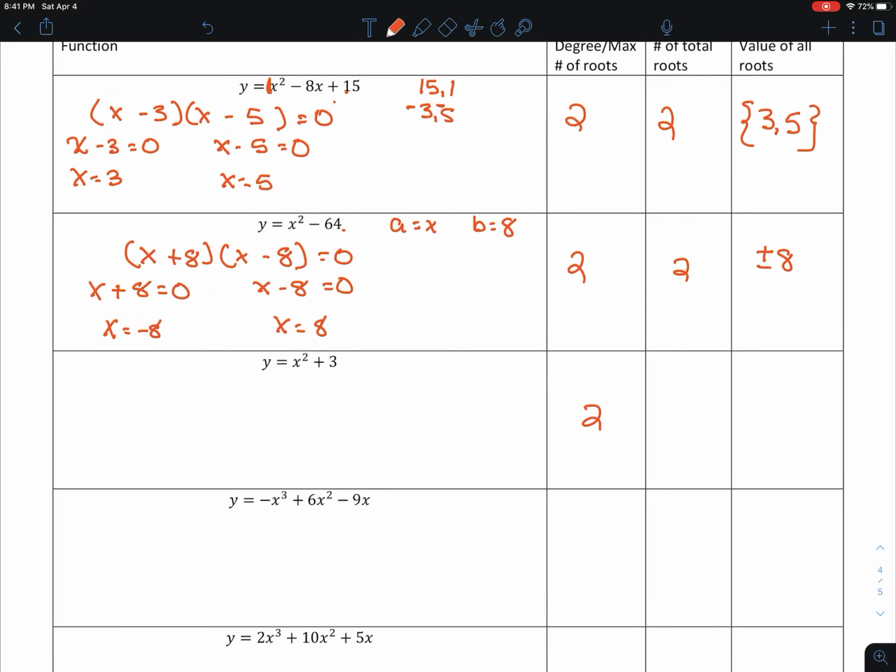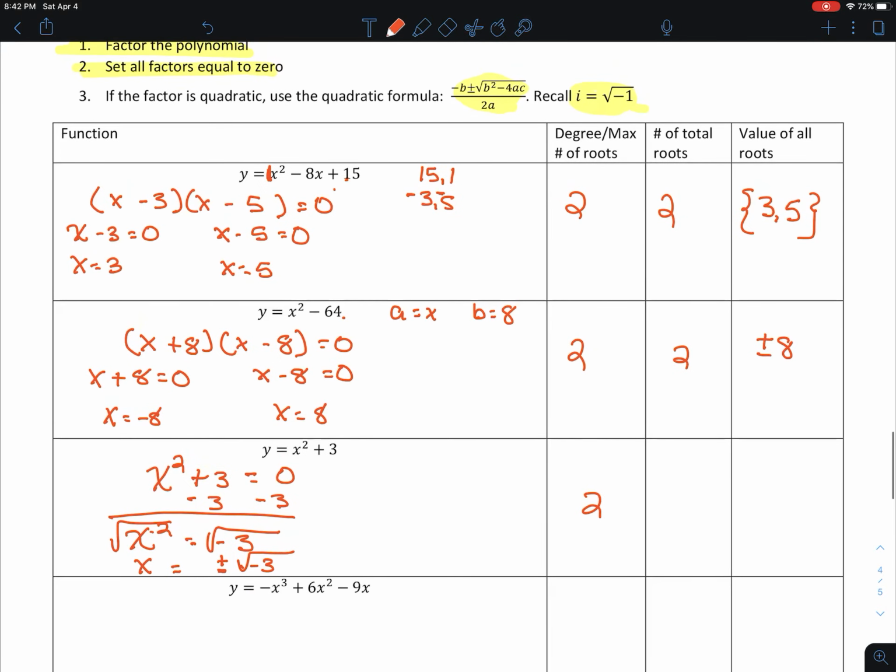Okay, in this third one, once again, the degree is 2, and we're going to factor that. But we can't factor it because this is the sum of two perfect squares. So how do we solve this? Well, we subtract 3 from both sides, and we get x squared is equal to -3. To solve for x, we take the square root of both sides. So we get x is equal to, and don't forget, when we take the square root we get plus or minus the square root of -3.